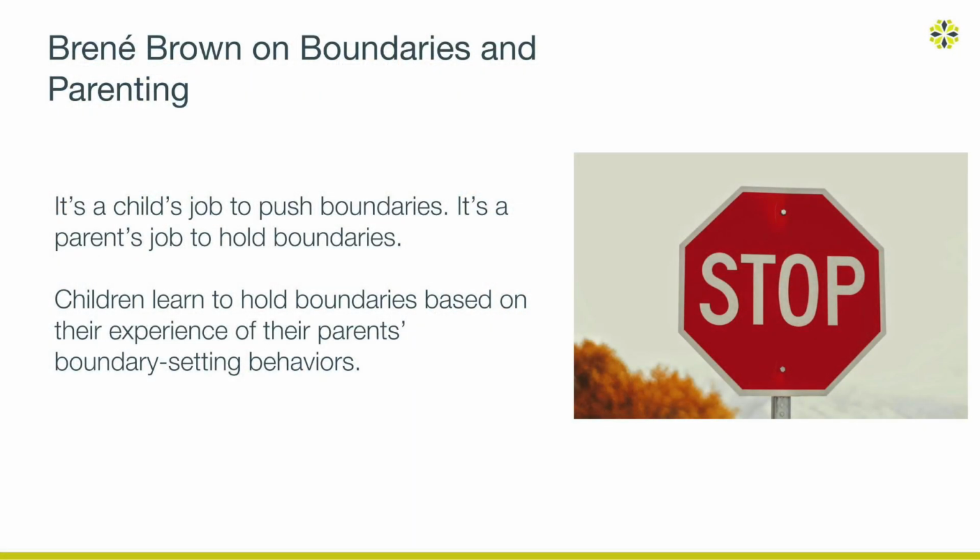And then finally, that children learn to hold boundaries based on their experience of their parents' boundary setting behaviors. And so knowing that we are modeling for our kids, not only in what we say to them, but how they see us living this out. If we're constantly overworking and we're a workaholic and we can't say no on the job, then even though we're telling our kids to say no to negative peer pressure, we're showing them that we can't say no to a major influence in our lives.